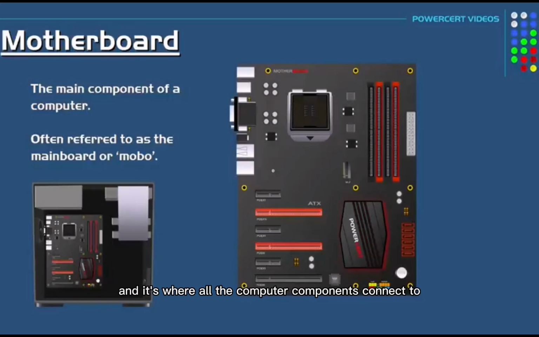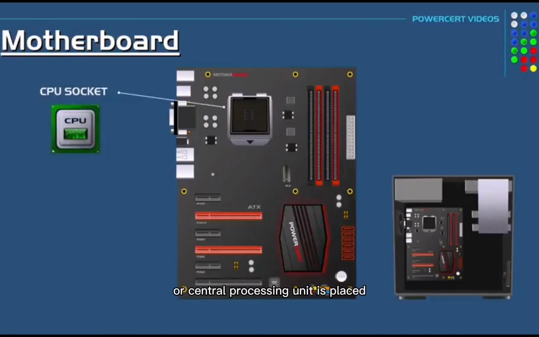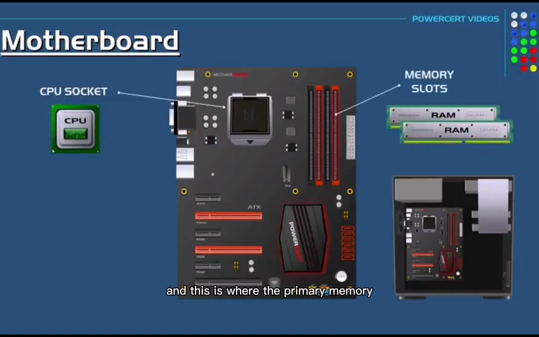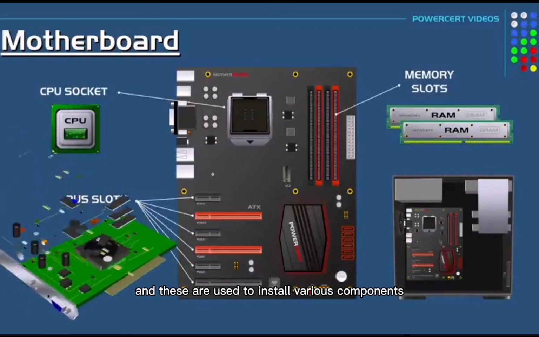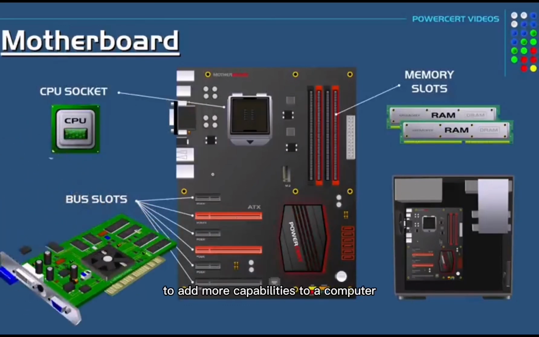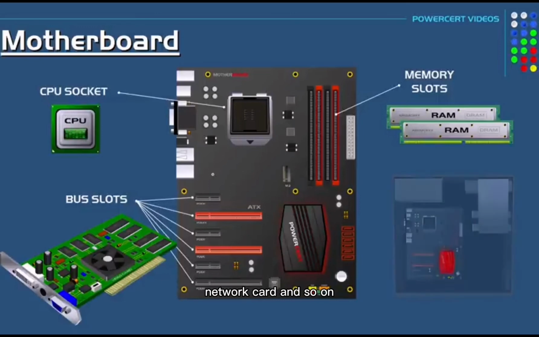For example, there's the CPU socket. The CPU socket is where the CPU, or Central Processing Unit, is placed. There are the memory slots, where the primary memory DIMM modules, known as RAM, are inserted. There are also the bus slots, or expansion slots, used to install various components to add more capabilities to a computer, such as a video card, sound card, network card, and so on.